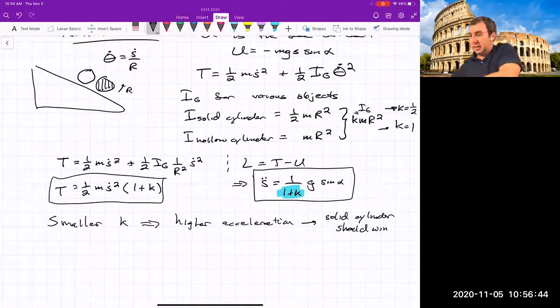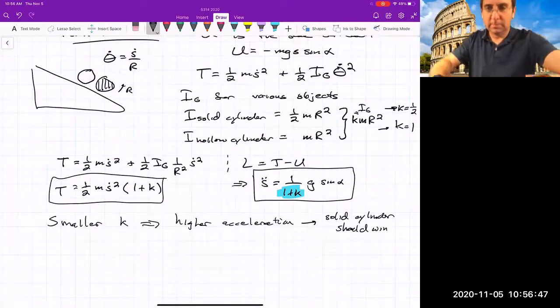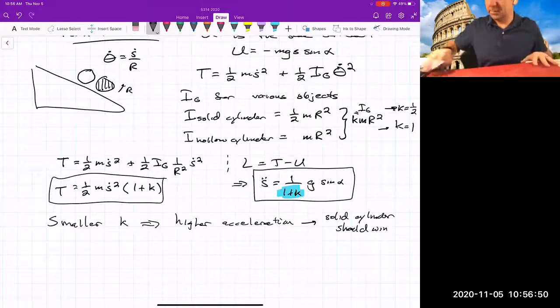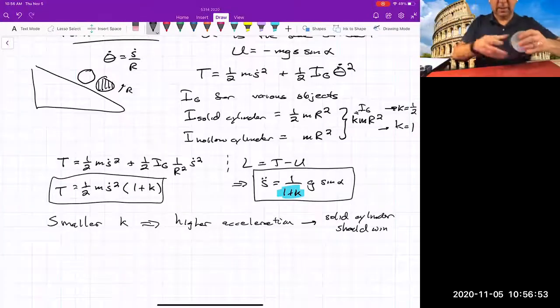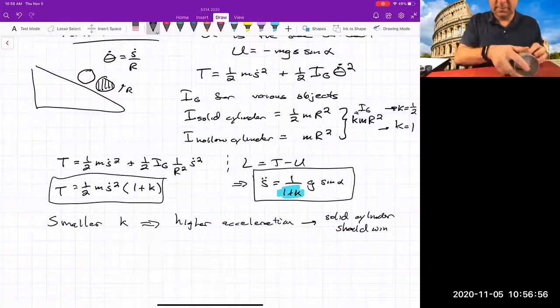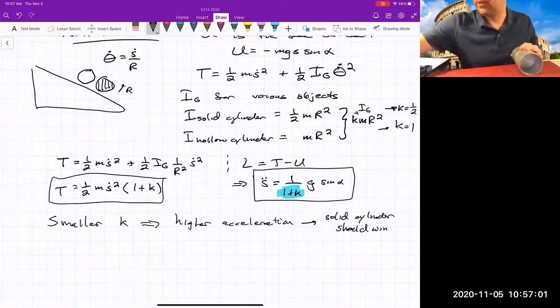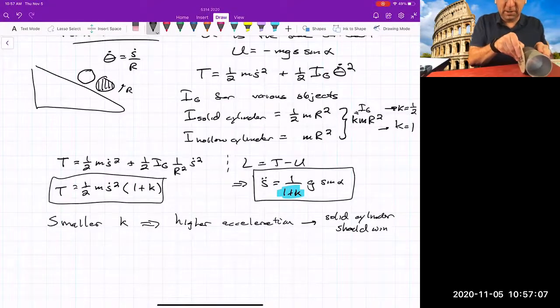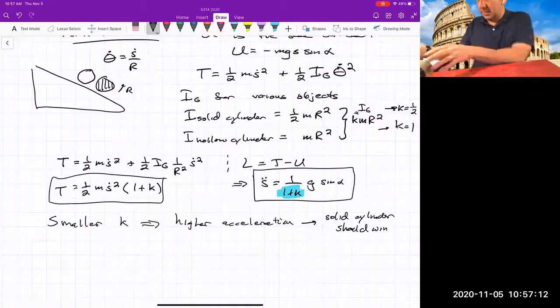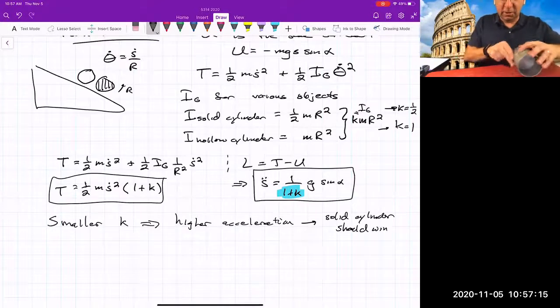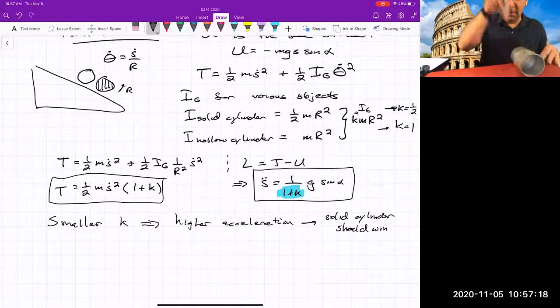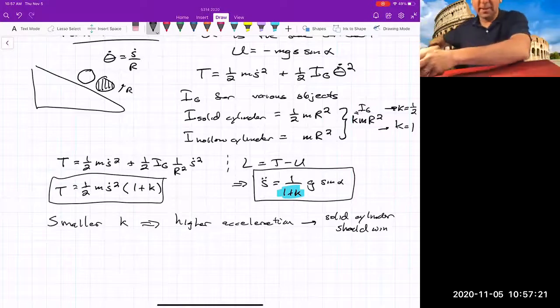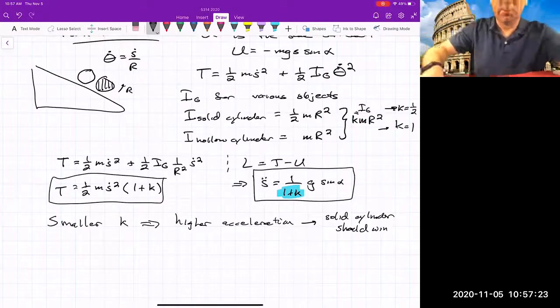So let's try it. I've got a red ramp, and I've got a solid cylinder and a hollow cylinder. I will try to release them both at the same time as best I can, and we'll see which one gets to the end first. Ready? It's the solid cylinder. The solid cylinder is the one in the back here. Again, see it coming up ahead. So the solid cylinder wins.